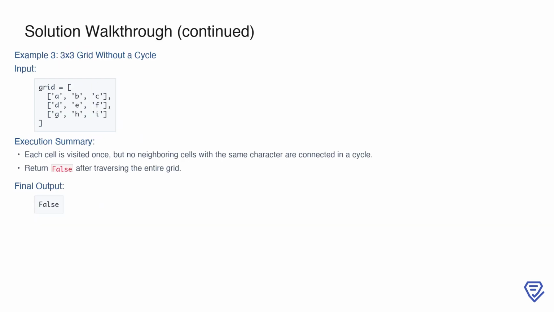Finally, let's look at another 3x3 grid, but this time without any cycles. The characters in this grid are all distinct, so there are no neighboring cells with the same character. As we traverse the grid, each cell is visited exactly once, but no cycles are formed because no set of connected cells with matching characters loop back to an already visited cell. After completing the traversal of the entire grid, we confirm that no cycles exist. The algorithm returns false for this example.